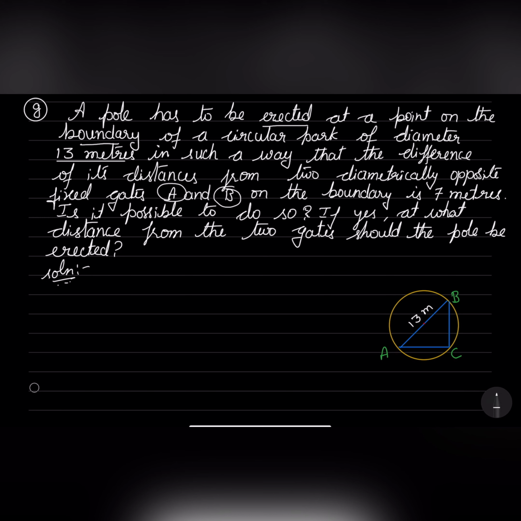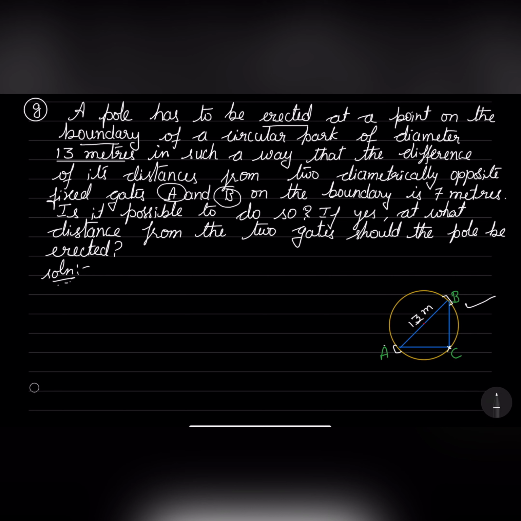We can see that they have given a statement and we have to find out whether the statement is possible or not mathematically. That's it. So, this is the last type of question in type 3, that is nature of roots. This is the diagram which I have drawn. A pole has to be erected at a point on the boundary of the circular park of diameter 13 meters. So, diameter 13 meters and pole has to be fixed here at C, in such a way that the difference of its distances from two diametrically opposite fixed points, gate A and gate B, is 7 meters.